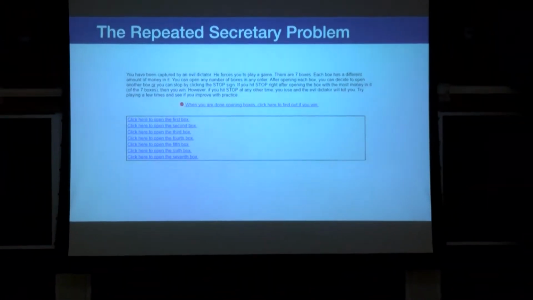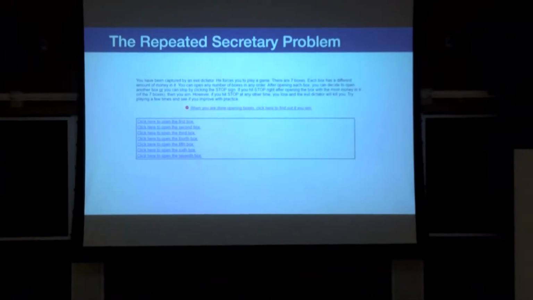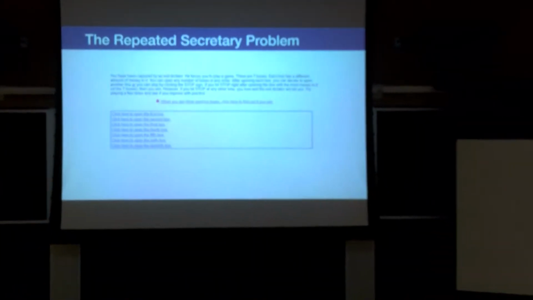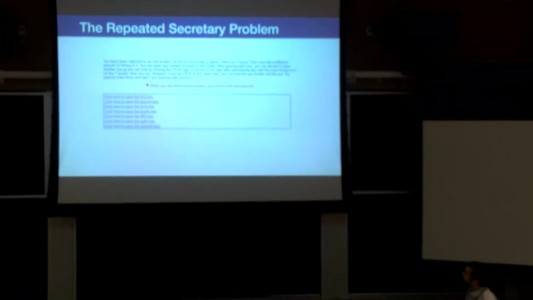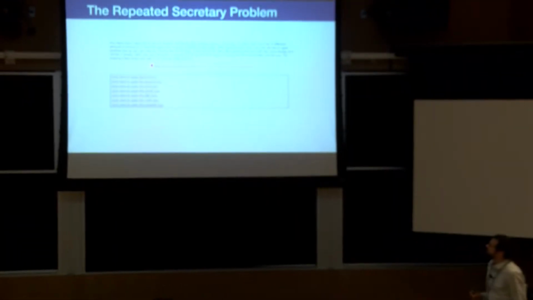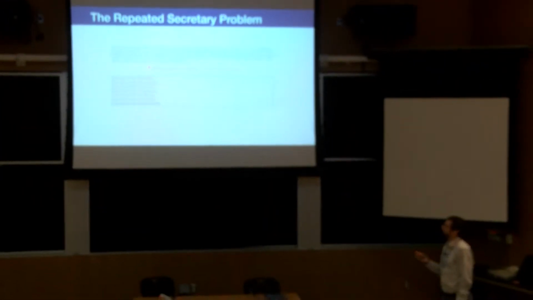The instructions go like this. You've been captured by an evil dictator. He forces you to play a game. There are 7 boxes. Each box has a different amount of money in it. You can open any number of boxes in any order.